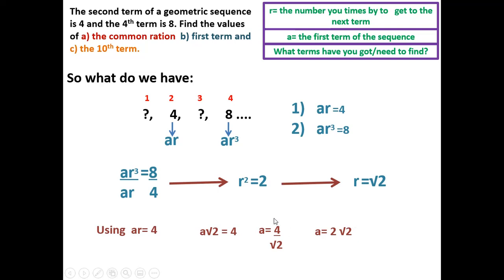So, kung naalala nyo pa yung rationalization method para ma-simplify ito, we multiply numerator and denominator by square root of 2. Okay? So, then simplify. So, A now is equal to 2 times the square root of 2. So, basically, nakuha natin yung R, which is the square root of 2. Then, A is 2 times the square root of 2.